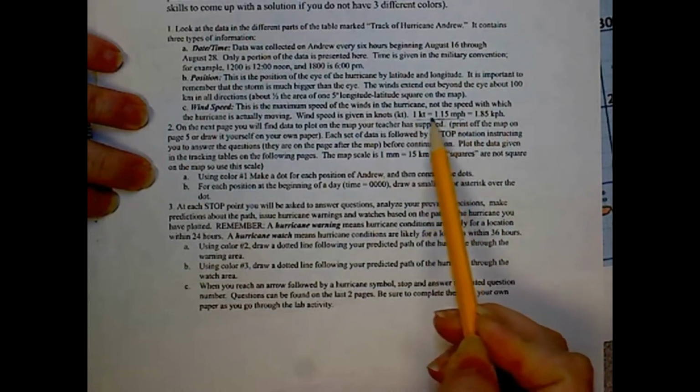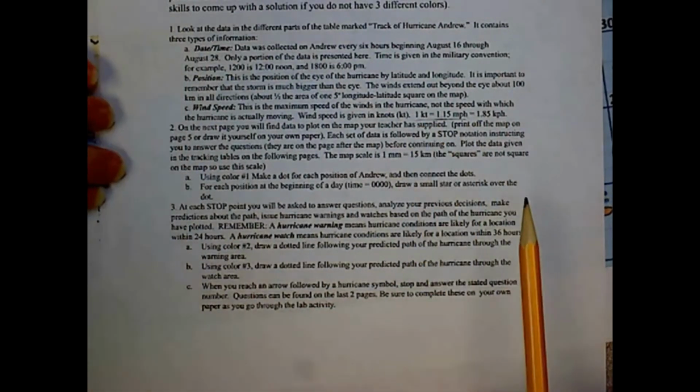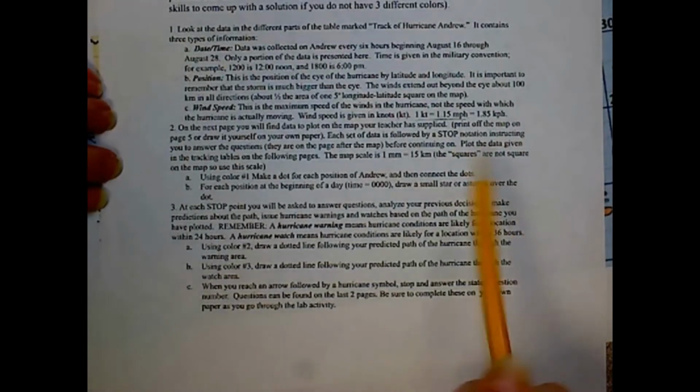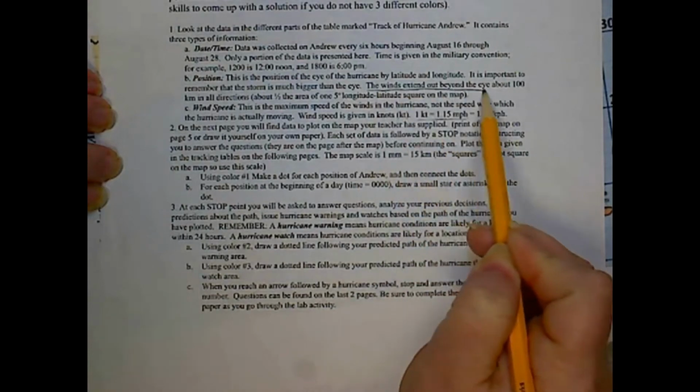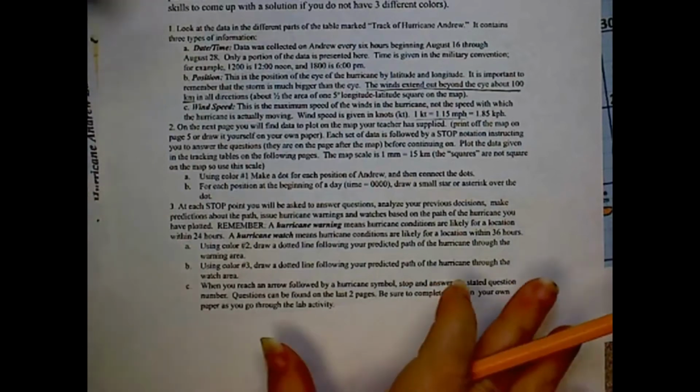Knots. For 1 knot, it's 1.15 miles per hour. So if you have 70 knots, that's going to be around 75, 80 miles an hour. When you get up to 135 knots, that's going to be closer to 170 miles an hour. So you can do the math to calculate your wind speeds there just to see how intense it is. And then the winds extend out from the eye of the hurricane by 100 kilometers in all directions. So the track that we're going to draw is the eye. The winds extend out 100 kilometers.